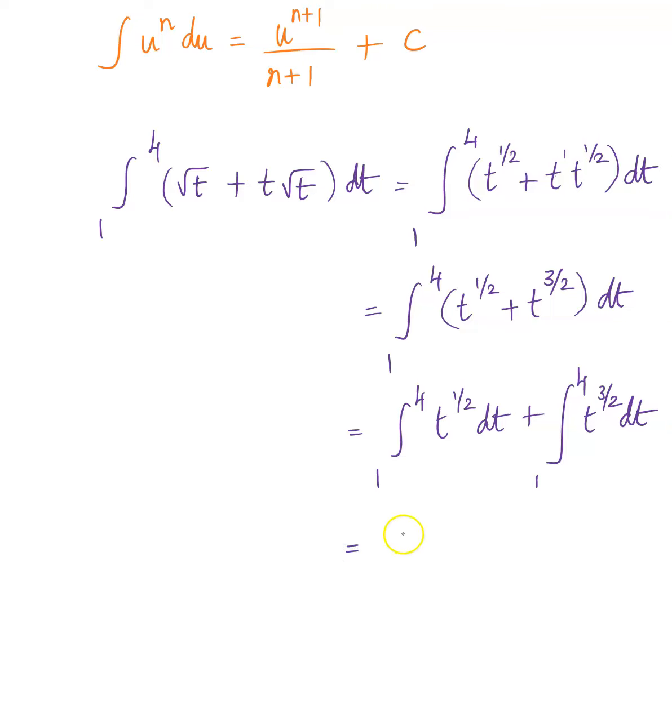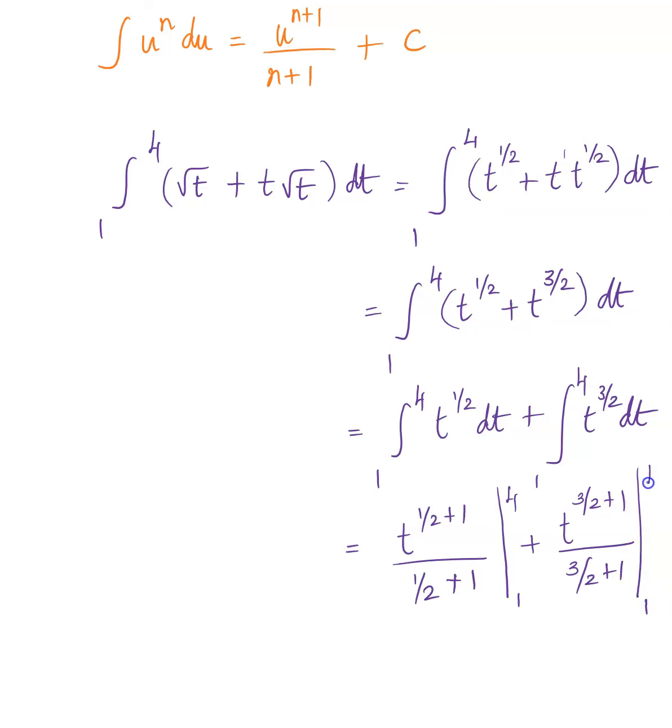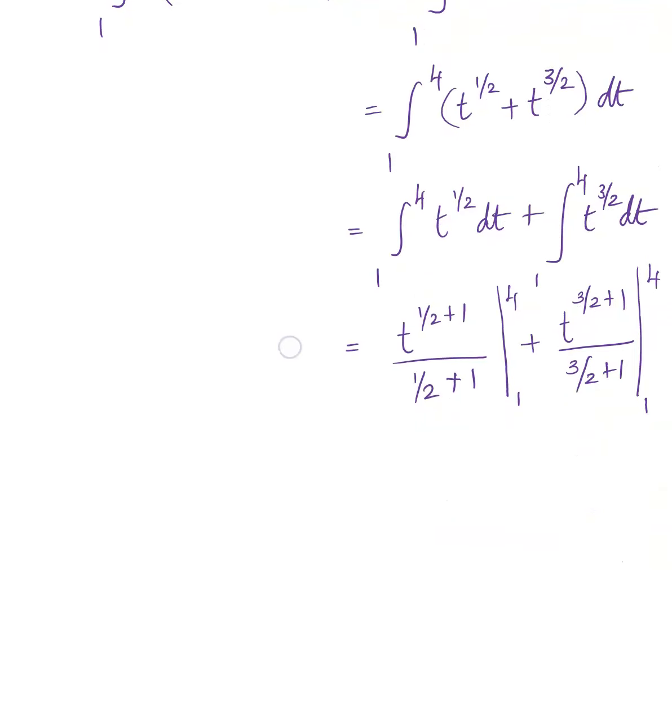Okay. All right, so this is going to be t power half plus 1 over half plus 1. And remember, you have the limits of integration, so 1 to 4, plus t power 3 over 2 plus 1 over 3 over 2 plus 1. Again, limits of integration 1 to 4. So when we do it in one shot, I prefer that because you don't have to iterate it twice. You just evaluate it for that one big expression. So again, for that reason, in future, I will not be splitting them up like this.